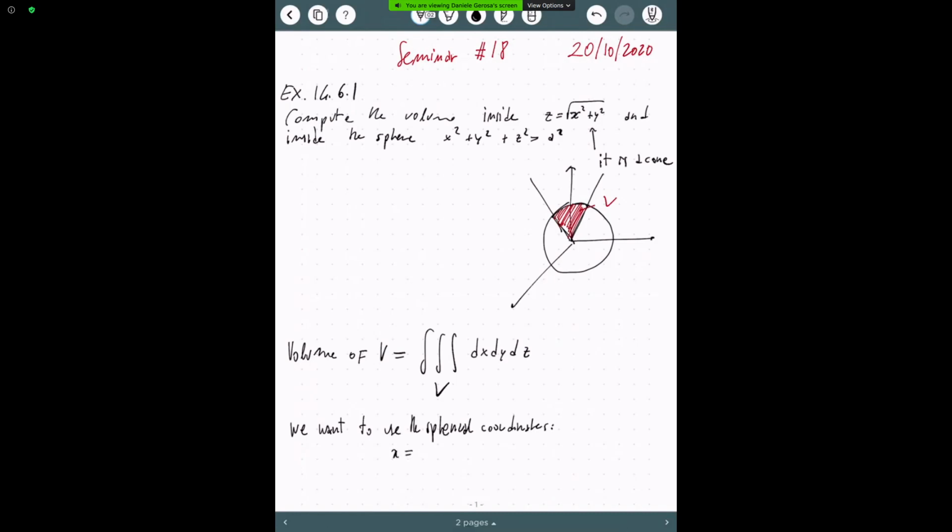As you well know, x is equal to r sine phi cosine theta, y is equal to r sine phi sine theta, and z is equal to r cosine phi. And theta belongs to 0 to 2 pi, and phi belongs to 0 to pi, and r is positive. These are the spherical coordinates.